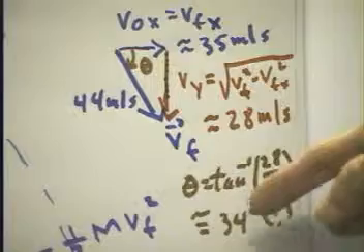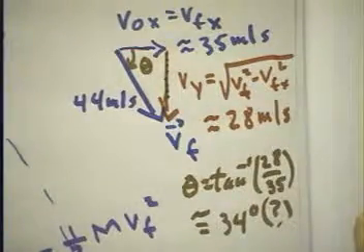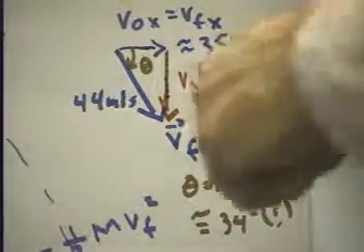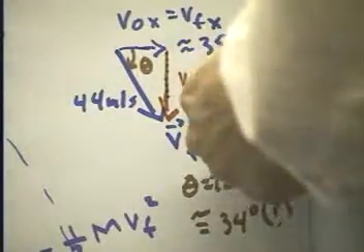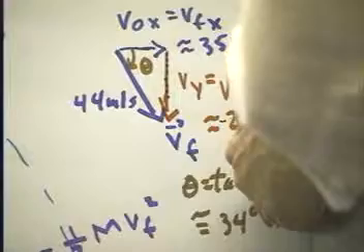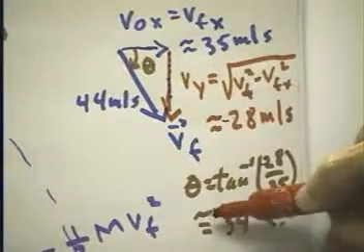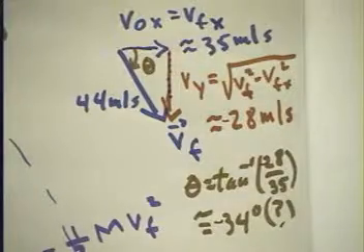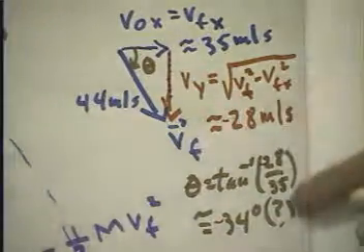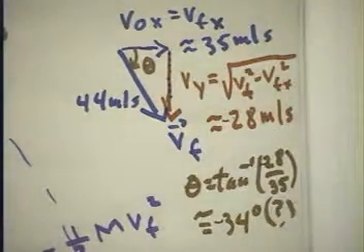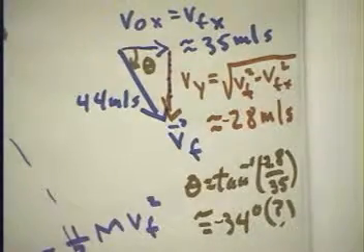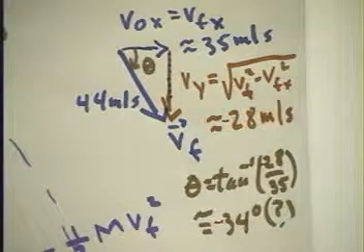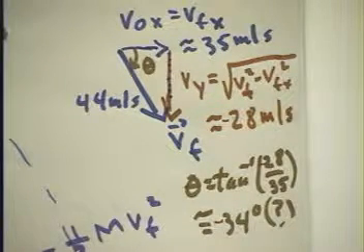And of course that's negative 28 meters per second. I'm making a lot of mistakes here. Okay, that should be negative 28 meters per second. So we have the inverse tangent of negative 28 over 35, the y over the x, which is going to give us negative 34 degrees. Question mark next to that. Verify that calculation. Actually, I think it probably comes out closer to 37 now that I think about it.